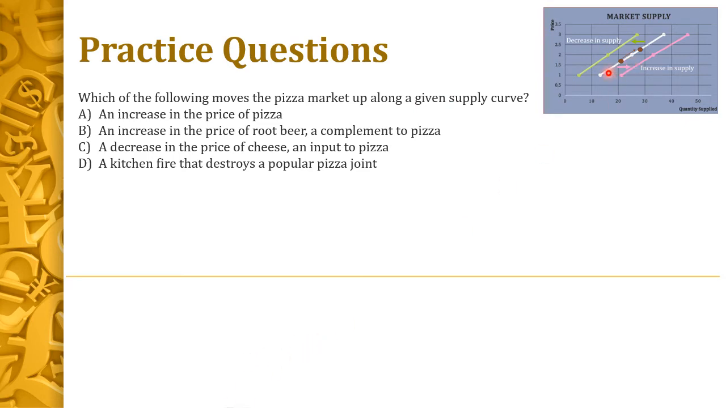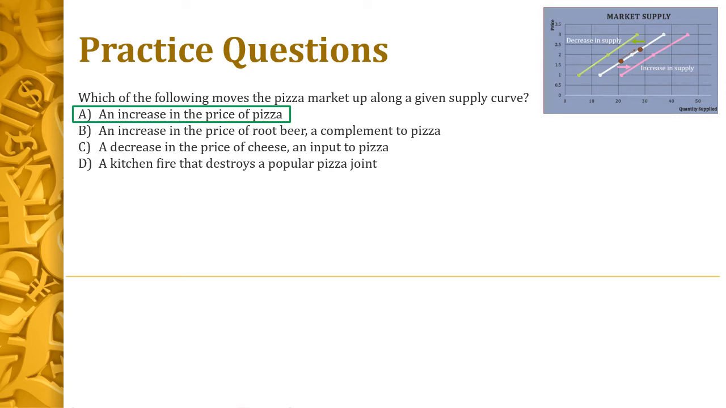So which supply curve are we talking about? Well, it wouldn't matter if it's the white, the pink, or the green, but we're going along a current supply curve, and there's only one real answer here, and that's an increase in the price of pizza. What we're talking about here are the 2 brown dots. We're already on a curve, and we're just changing the price, and so that would be moving it along the current one.